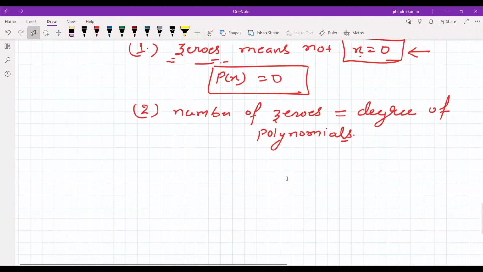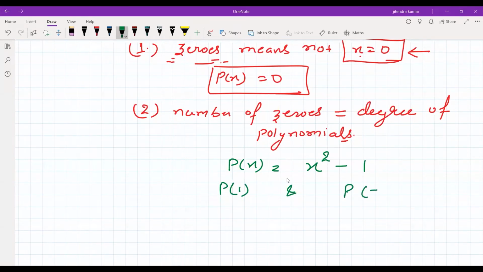Let's take one example. If we have any p(x) that is equal to x square minus 1. Now try to find these two values, p(1) and p(minus 1). If you find p(1), you will get 0, and what will be p(minus 1)? Please try p(minus 1).